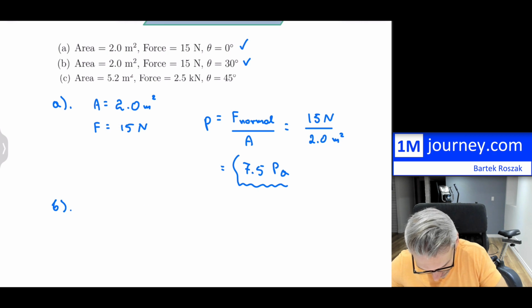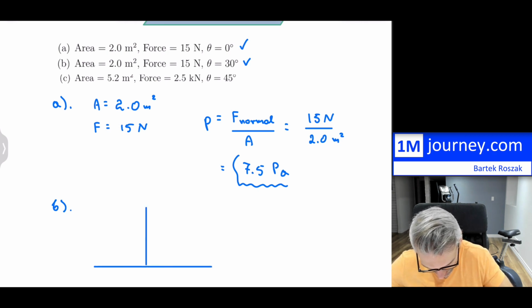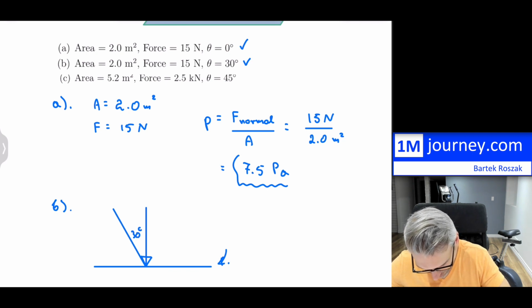So if this is the surface right here, here's the normal to the surface. This is the normal component, right? So this is what we want. But it is telling us that the force, now it actually doesn't matter if it's on the vertical side on the left or on the right, is at an angle of 30 degrees.